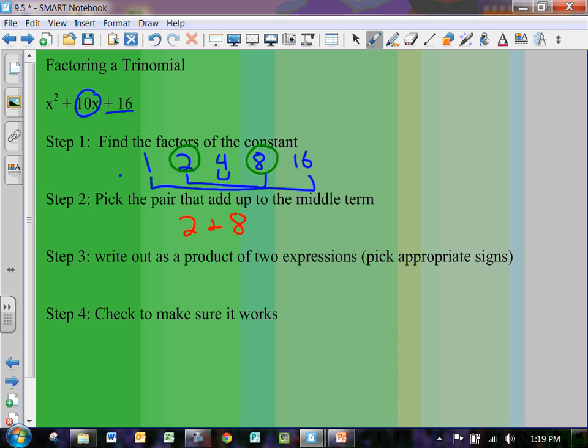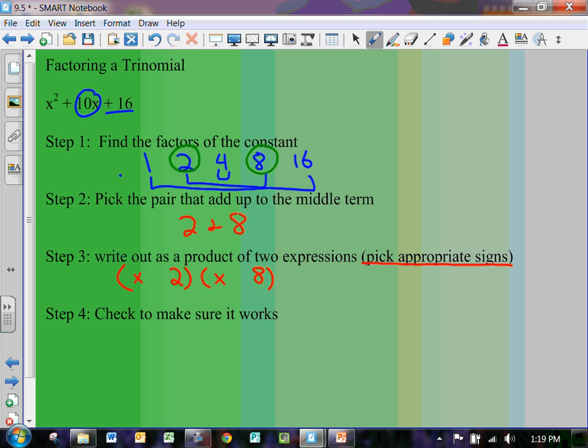All right, the next piece. Write out as a product of 2 expressions. So you've got 2 expressions here, and we're going to use our 2 and 8 and have them be part of the binomial at the end. So you have 2 and 8 there, and since we're using an x, we're going to use x in front, x at the end. Now this last piece is important, picking the appropriate sign.